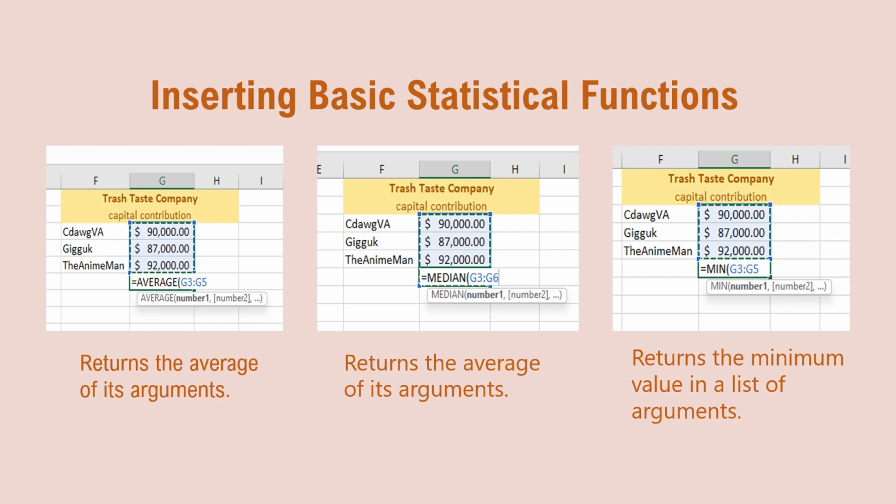Then the third image shows how MIN will return the minimum value in a given list of arguments. From a given set of numeric values, it will return the smallest value.